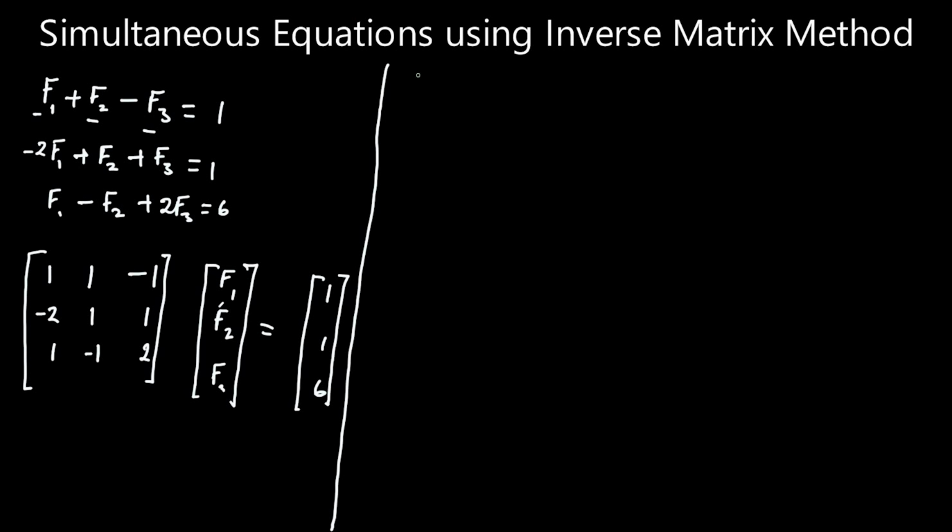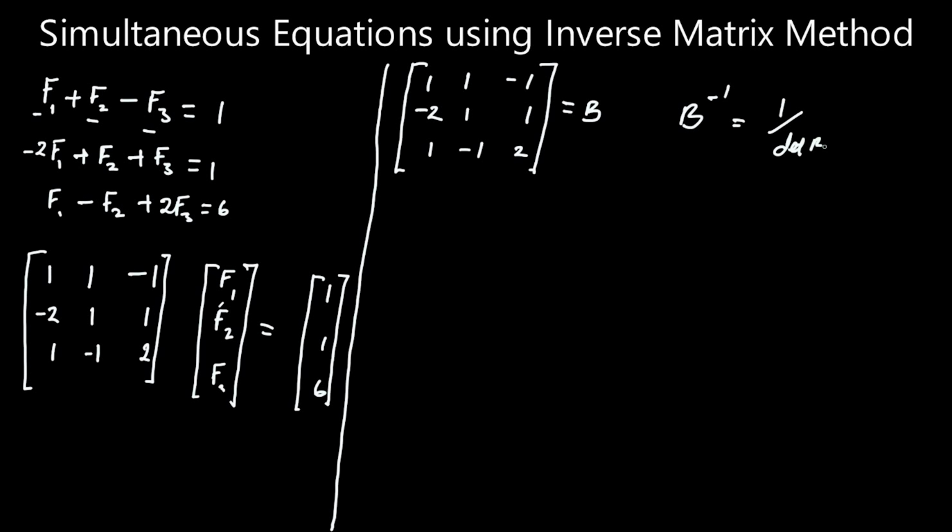So we have the matrix 1, 1, minus 1, minus 2, 1, 1, 1, minus 1, 2. We can call this matrix A, or we call it B the way it is in our previous video. If this is equal to B, then how do we get the inverse of this matrix? Because now we are using the inverse matrix method. We said B inverse is going to be given by 1 over the determinant of B multiplied by the matrix C transpose, which is the adjoint of the matrix B.